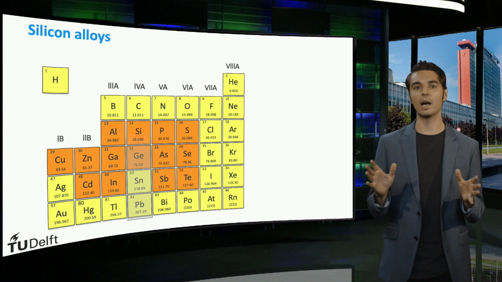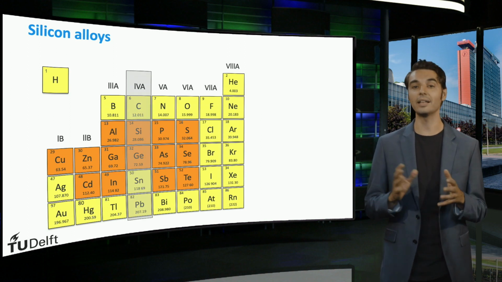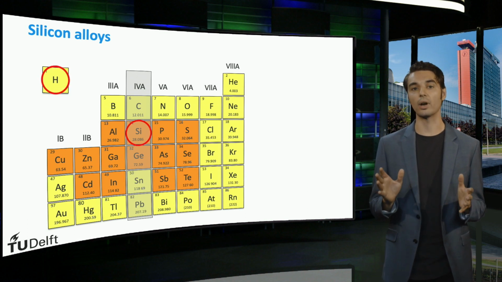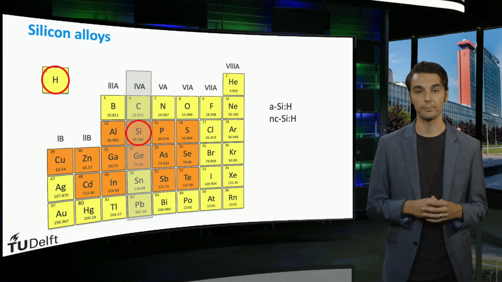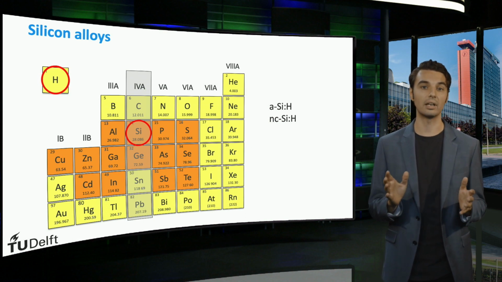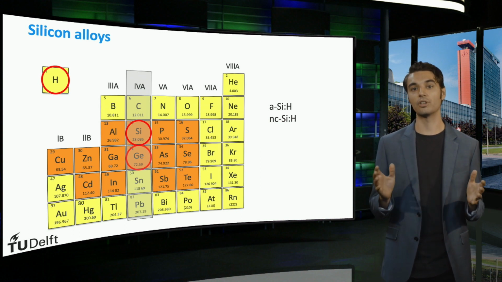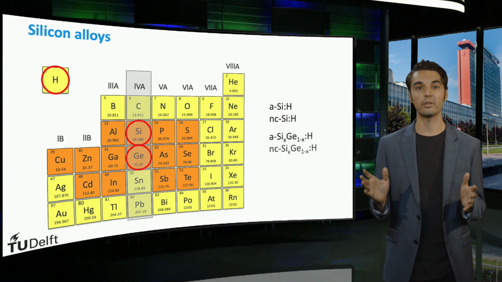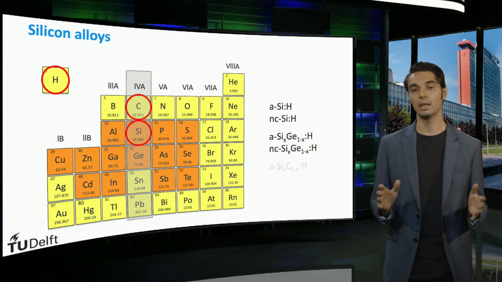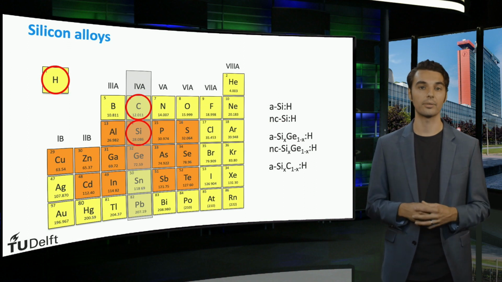We've already seen how silicon and hydrogen are used to fabricate hydrogenated amorphous and nanocrystalline silicon. In a similar fashion, other group 4 elements are used in thin film cells. As you may recall, group 4 elements like silicon have 4 valence electrons available to form bonds. An element like germanium can be alloyed with silicon to create a hydrogenated silicon-germanium alloy. Similarly, silicon is alloyed with carbon to create hydrogenated silicon carbide.